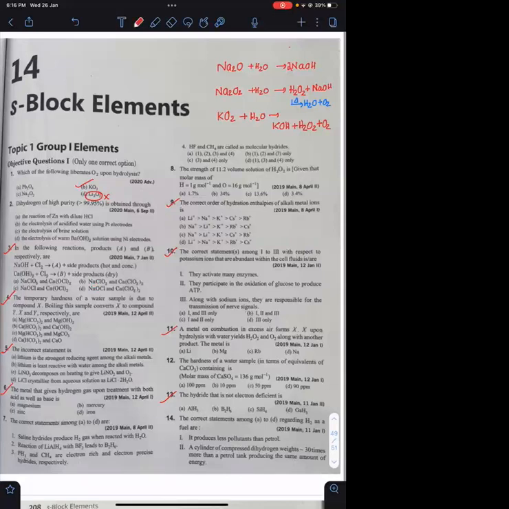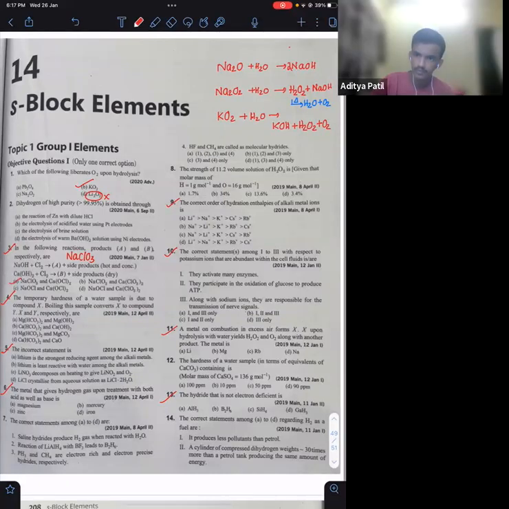Hot and concentrated पे आपको NaClO3 chlorate मिलता है ना. If it is dilute, you will be having a hypochlorite. NaClO is called as hypochlorite. But यहाँ पे hot and concentrated दिया है. And Ca(OH)2, irrespective of any of the condition, it will always form CaOCl2. So what is the answer? Ca(OCl)2 और यहाँ पे option A.